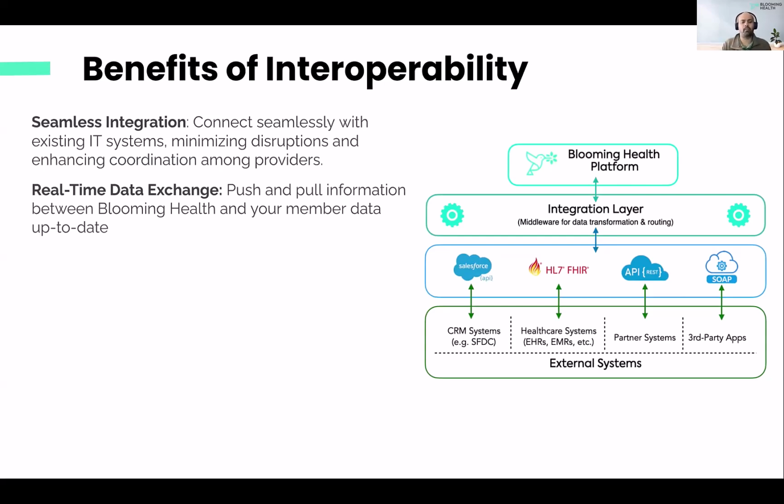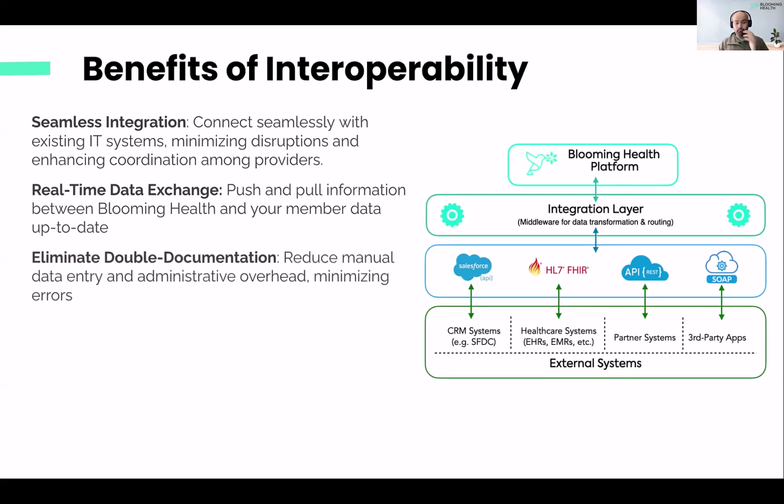With interoperability and integration comes real-time data exchange. We have set up our infrastructure to be able to push and pull information from your systems and between Blooming Health, keeping your member data up to date. We want to make sure that when you are conducting your operations and doing your tasks, you have the latest data, because that is critical. It's not sufficient to get a response from a needs screener a week later. When you detect a need for a member, that has to be known immediately so you can take the appropriate action. So our goal is to provide those interfaces so you are getting that data.